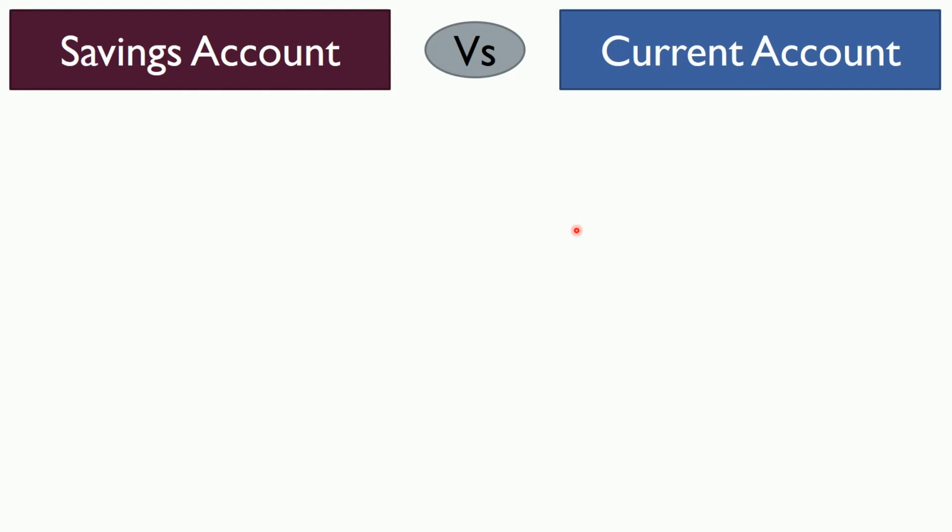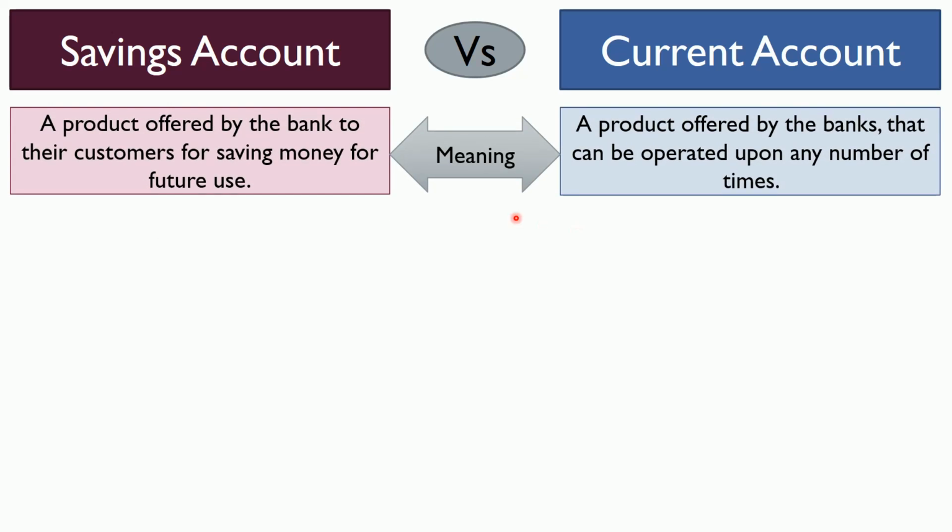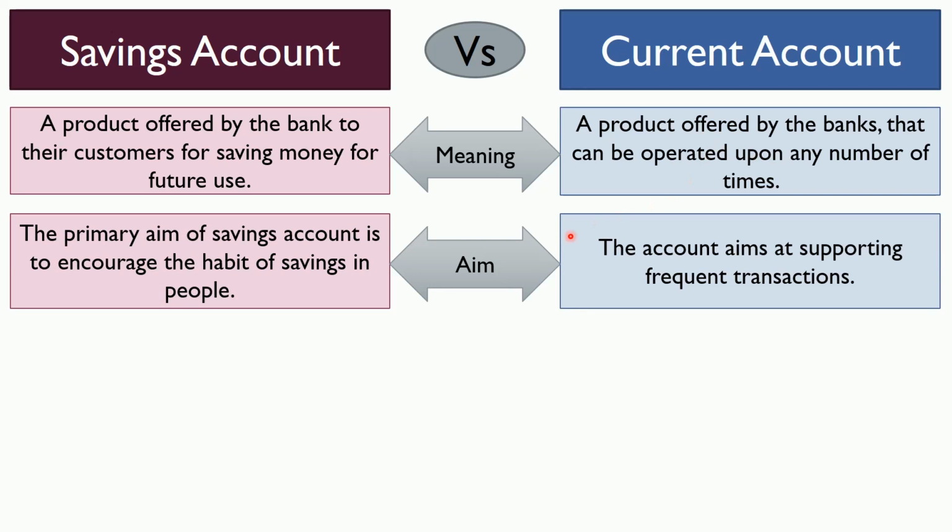Difference between savings account and current account. Meaning, savings account is a deposit account used by the customers to save their money for future use. On the other hand, current account is a bank account which allows its customers to perform frequent transactions, meaning that it can be operated upon any number of times during a day. The primary aim of savings account is to encourage the habit of savings in people, whereas current account aims at supporting frequent transactions.